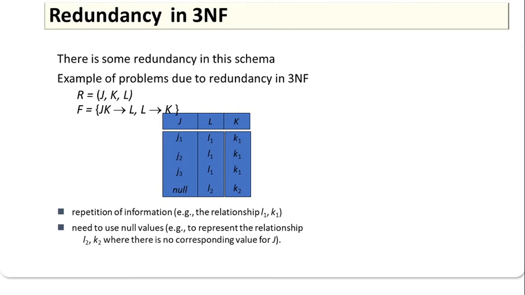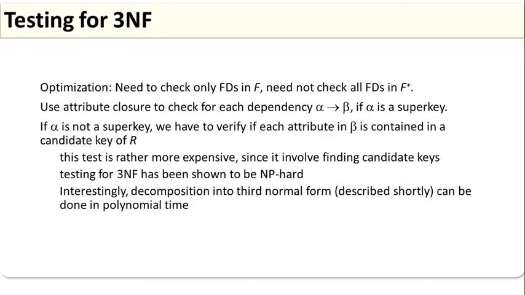There is some redundancy in the schema, so you can see here the repetition of information. For example, the relationship is nothing but R1 and K1 need to use null values, for example, representation of a relationship.